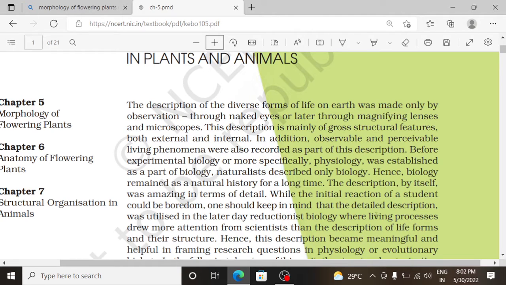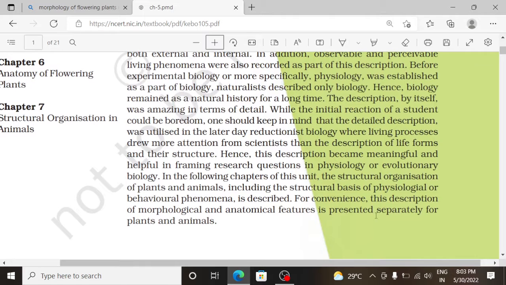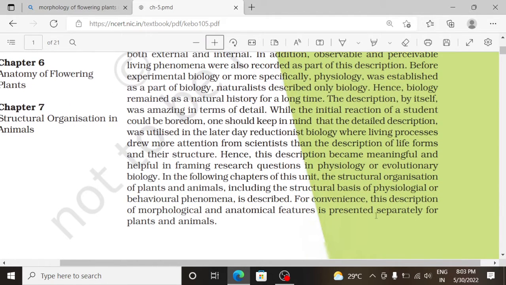This description is mainly of gross structural features, both external and internal. In addition, observable and perceivable living phenomena were also recorded as part of this description. Before experimental biology, or more specifically physiology, was established as a part of biology, naturalists described only biology. Hence, biology remained as a natural history for a long time. The description by itself was amazing in terms of detail.